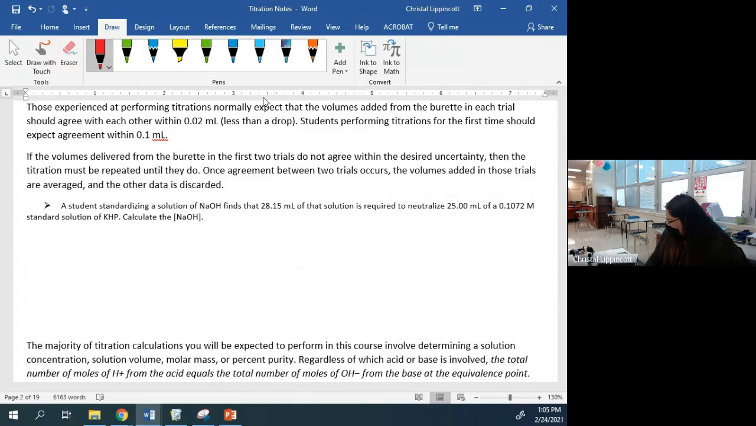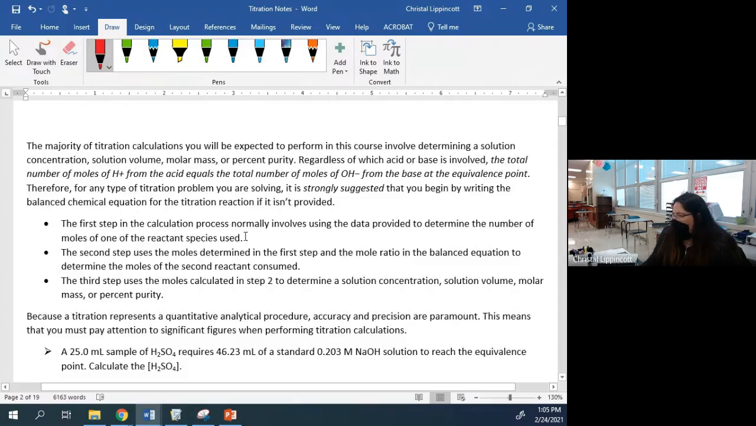All right, so I think we did this one in class the other day. So the majority of the titrations, you're going to be determining a solution concentration, volume, molar mass, or percent purity. So percent, like how much it ionized or how much of the material's in there.